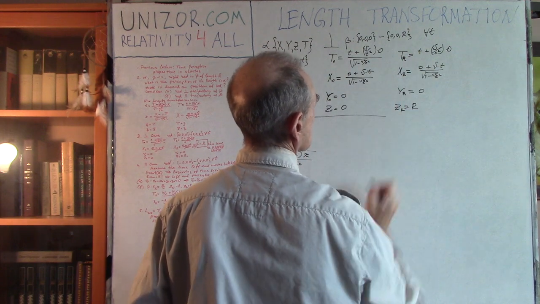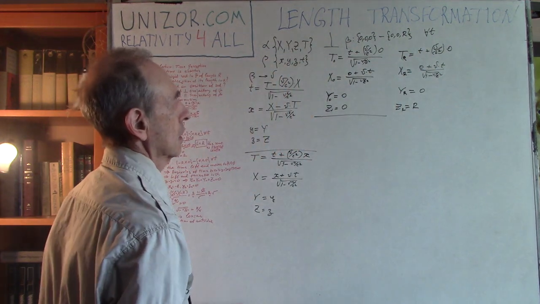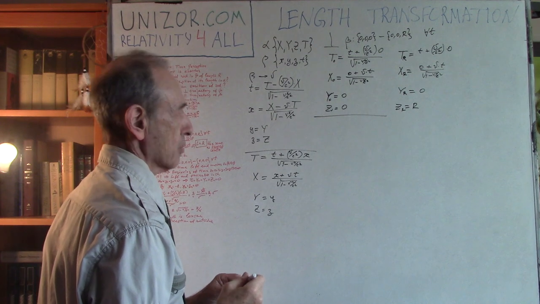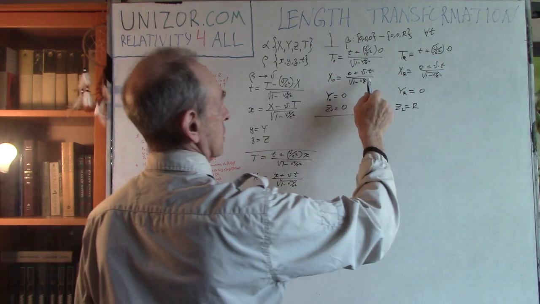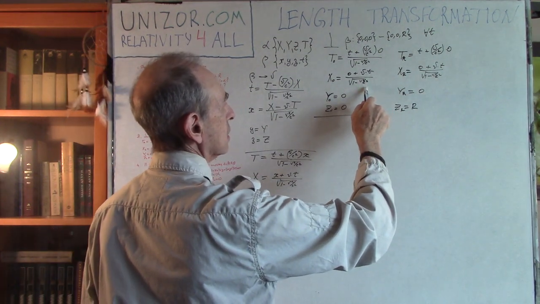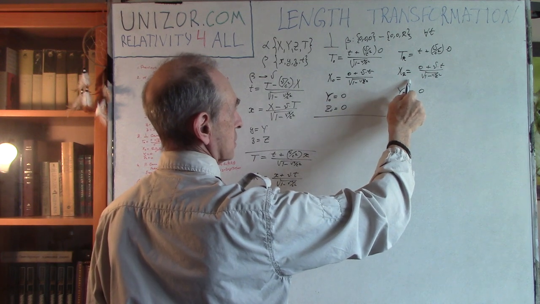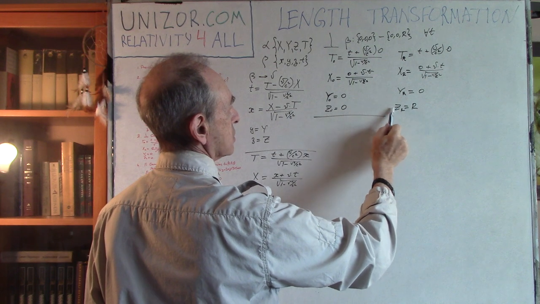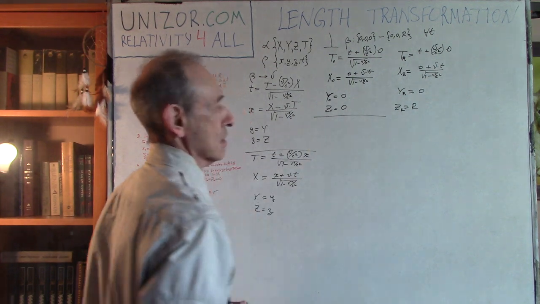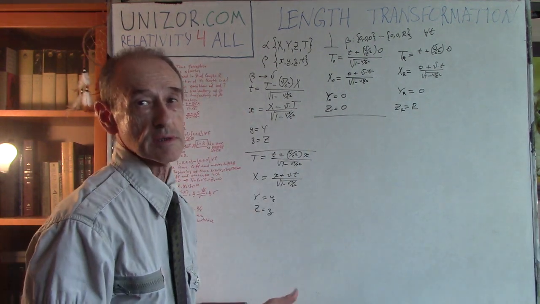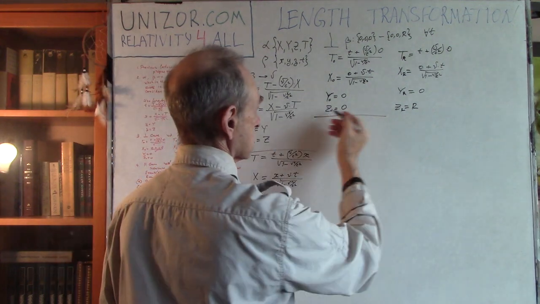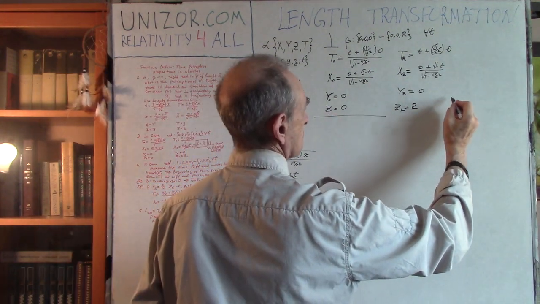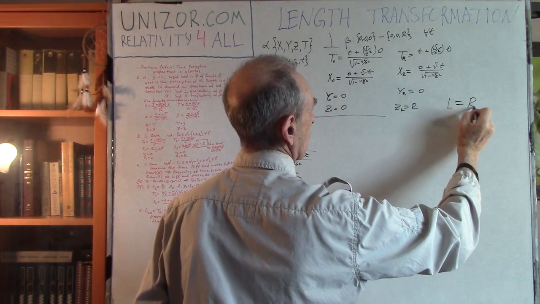So, let's talk geometry. The beginning and the end x coordinate is the same, as you see, y coordinate is the same, and z coordinate is from 0 to r. So in the alpha system, what is the length of the rod? Well, basically it's z, which is length is equal to r.